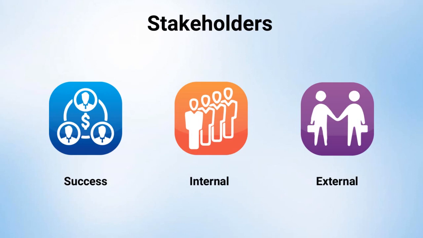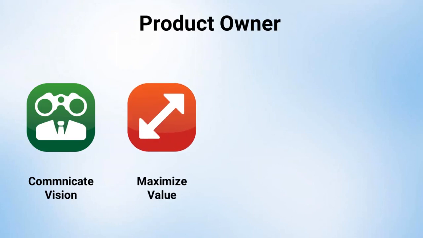Now let's discuss the first role, the product owner. The product owner is the member of the Scrum team who is responsible for communicating the product vision. The stakeholders and the Scrum team need to have an understanding of the product vision in order to work effectively. The product owner is also responsible for maximizing the value of each increment. Each feature that the development team works on should be of high value.